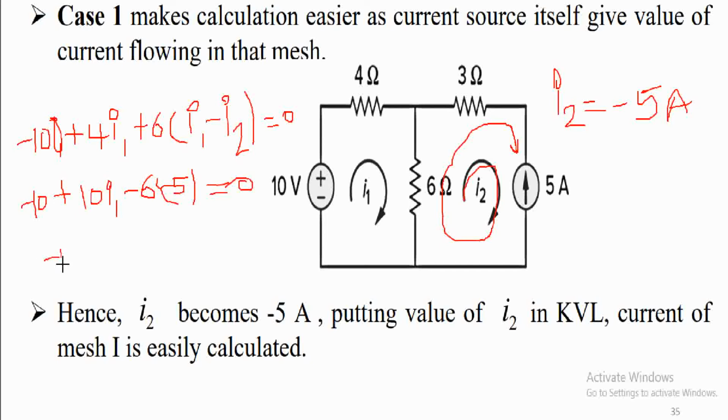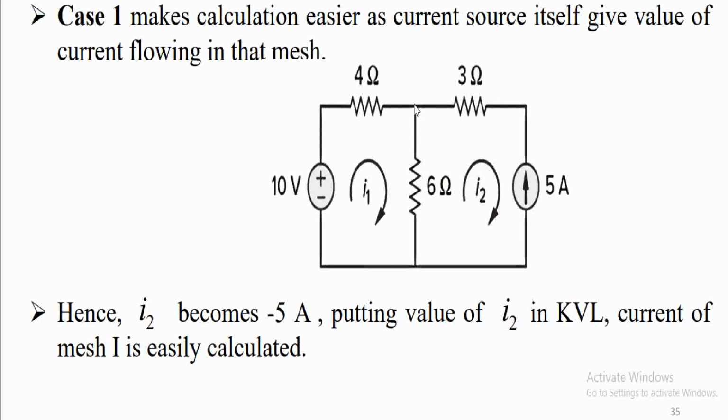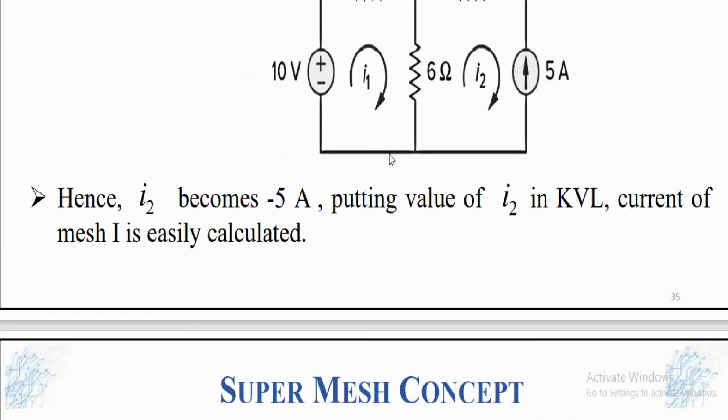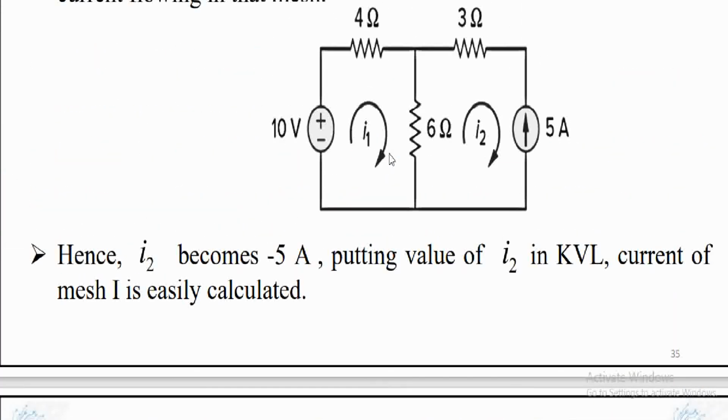So minus 10 plus 10 I1 plus 30, which is equal to 0. Plus 30 minus 10 is plus 20, so 10 I1 equals minus 20. From that, 20 by 10, you will get your I1 value. So that is the way to find I1 when the circuit has a current source.